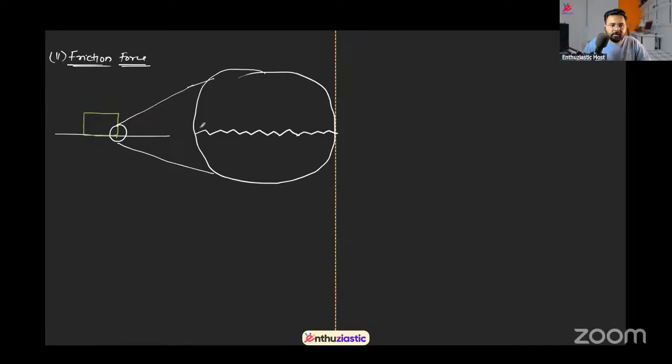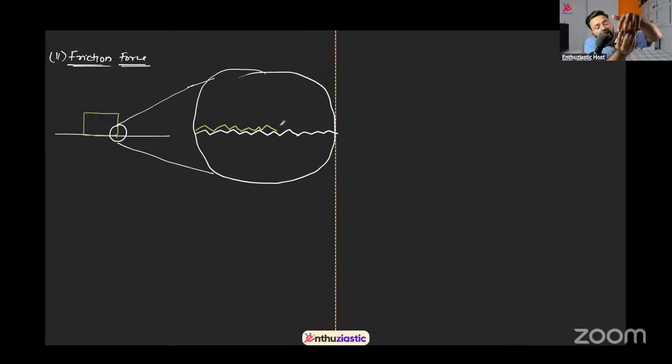The surface of this object will get fixed into the zigzag structure of the surface. So they are stuck into each other like a comb, so they cannot move ahead or behind. Okay, this is the structure.